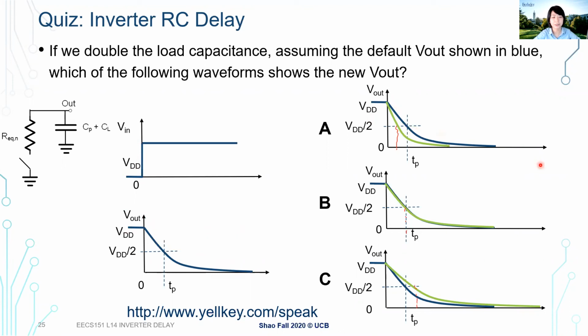The only thing changed is that I'm driving a much bigger load. I actually have a more complex circuit after me. It's a lot harder to drive with a higher capacitance. How would that behave? Okay, 20 more seconds.